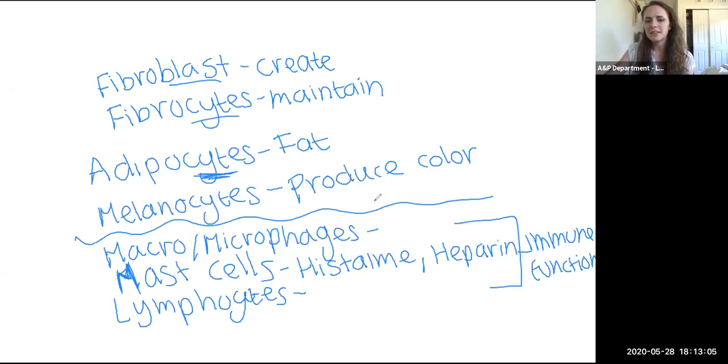Macrophages eat bacteria or invading pathogens. Mast cells create an allergic response. Lymphocytes attack diseases that you have seen before. Macrophages, microphages, mast cells, and lymphocytes are all part of your immune response. They defend you against pathogens that are coming in.